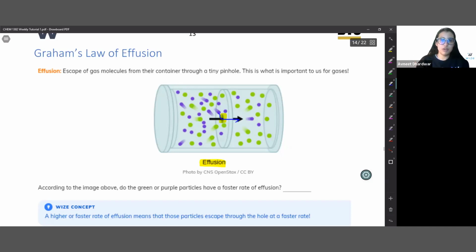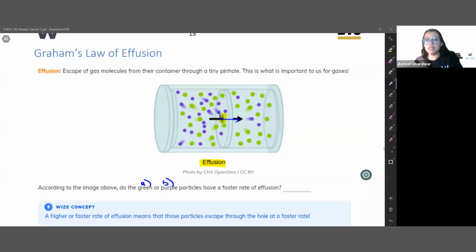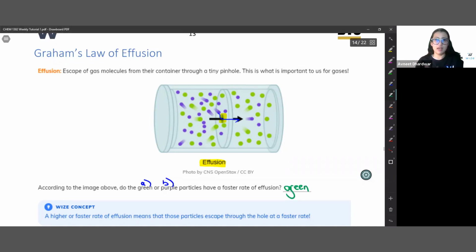Just to see if we understand that concept before we go on, according to this image above, did the green or purple particles have a faster rate of effusion? We can vote on this one quickly. Here we're looking at them effusing into the container on the right. The ones that moved into that container faster have a faster rate of effusion, and we can see there are a lot more green particles. So it makes sense that the green particles had a faster rate of effusion, since we see so many more of them on the right side after a certain amount of time.